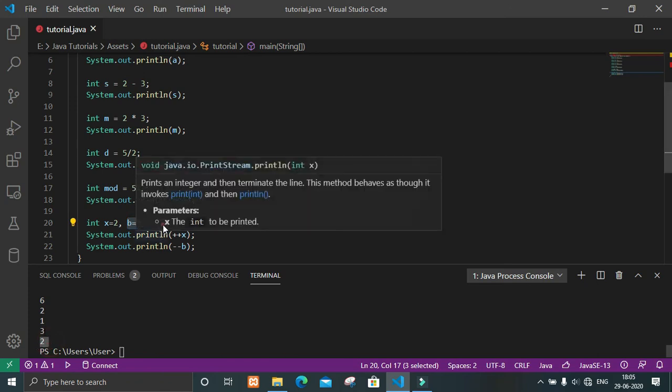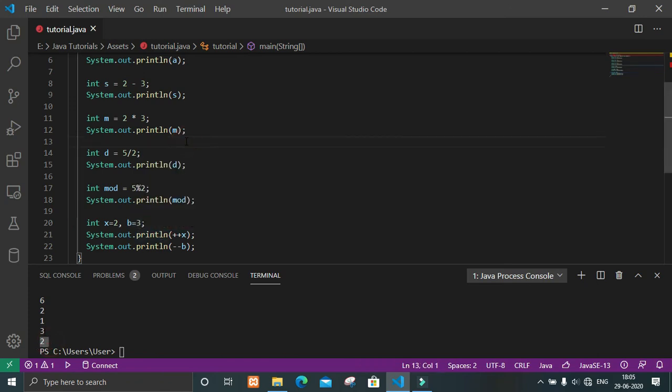So these are the arithmetic operators in Java, and in the next video we will discuss assignment operators.